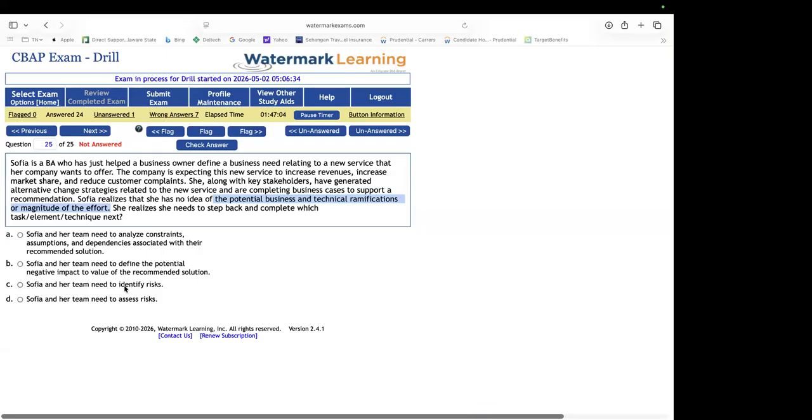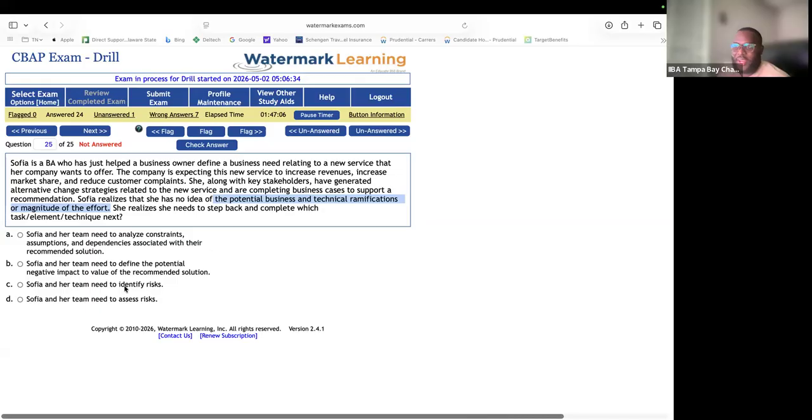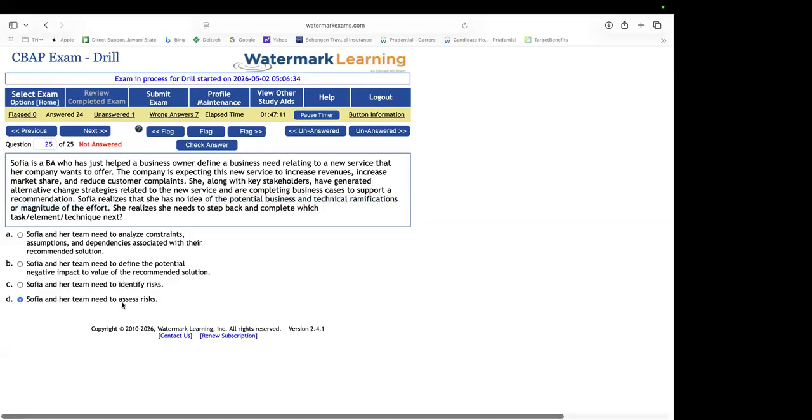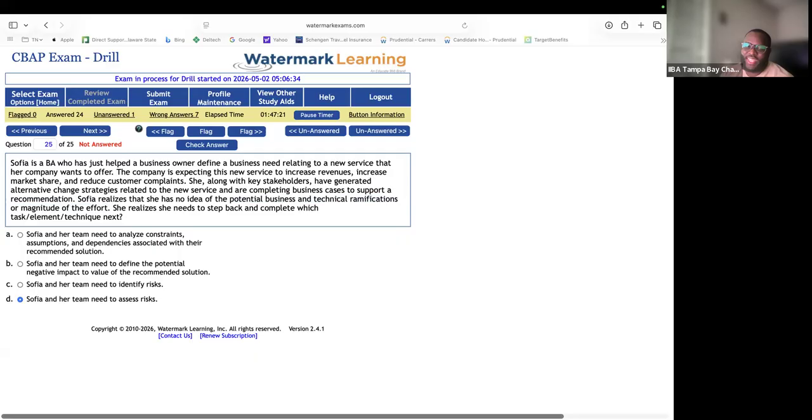Remember, I think it's assess. Any other opinion? Analyze, define, analyze current state, define future, something risks. I think it's assess the risk if you're referring to the task. Yeah.